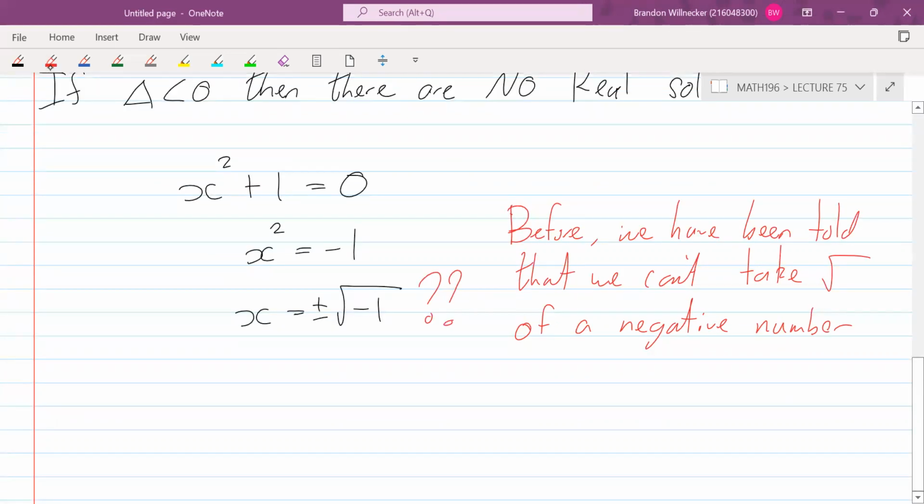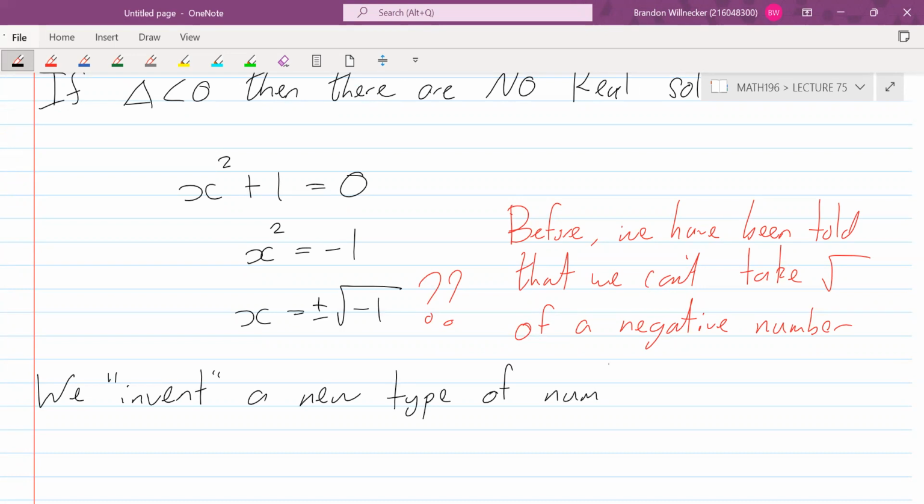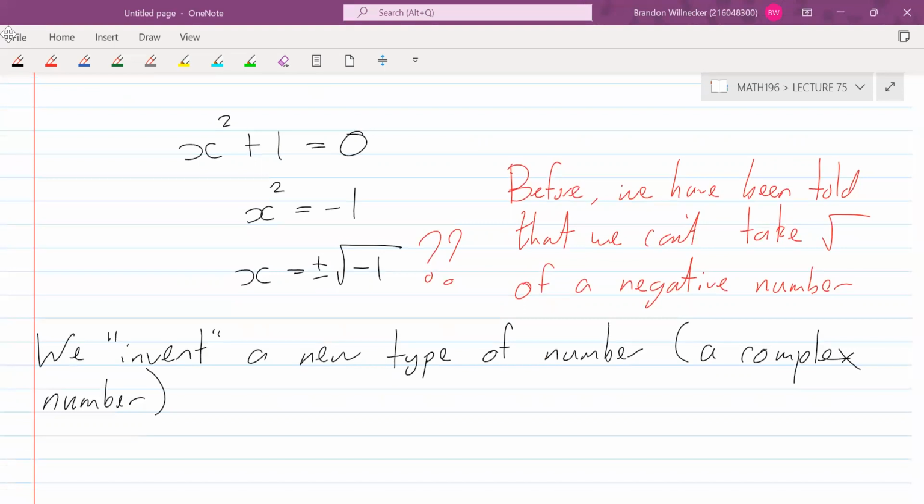So what we do is we invent a new number system. The way we do that is by taking the square root of minus 1, and we say this is a new type of number. We call it i. So we invent a new type of number called a complex number, and we call it the imaginary unit.